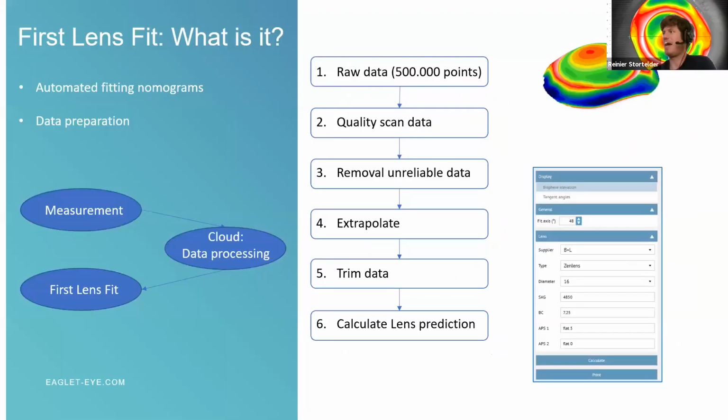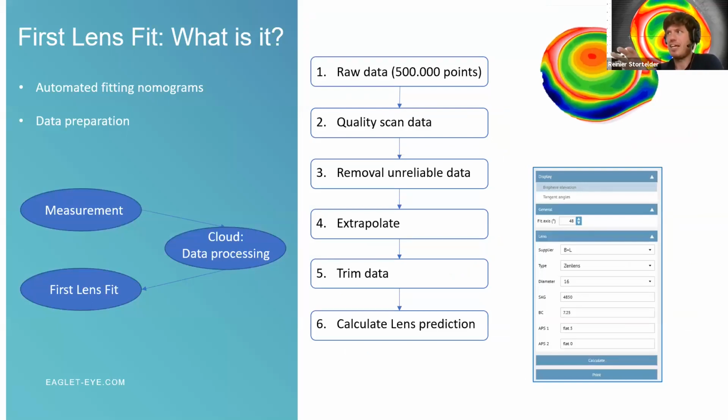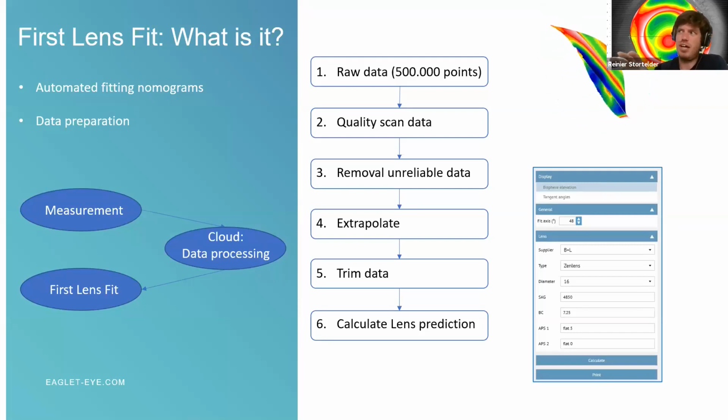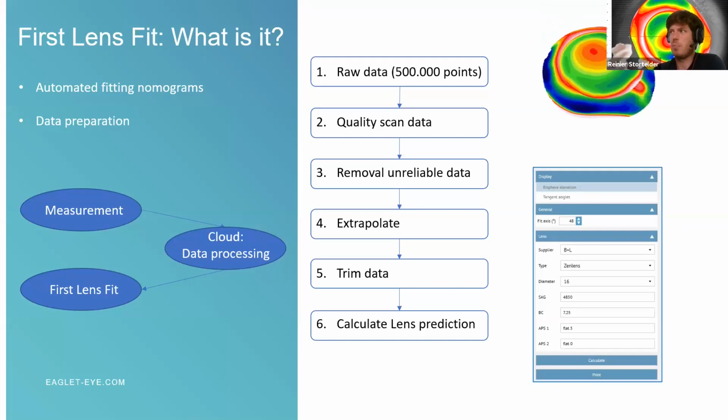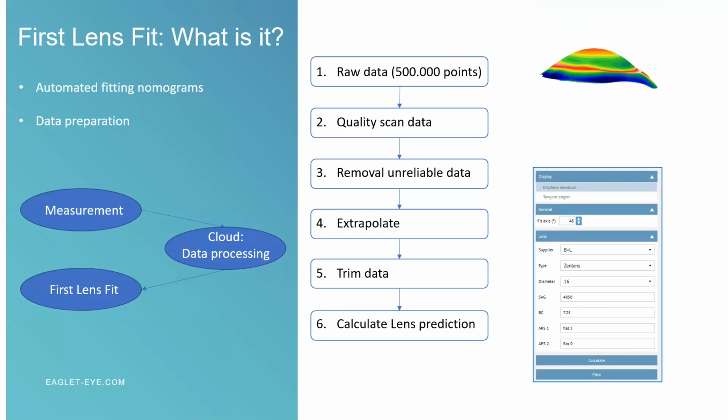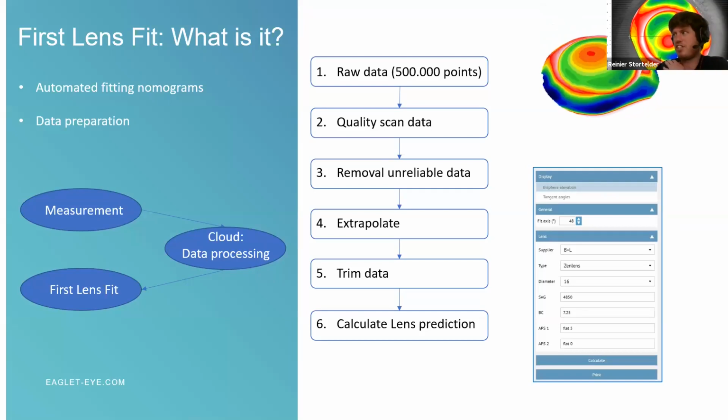Because actually, there is quite a lot to explain about what is happening in the background. First of all, first lens fit is what we call our automated fitting nomograms. And how does it work? You take a measurement, you hit the calculate button, and all the cloud data, so all the raw data we have is pushed to the cloud, processed, and it returns the lens prediction.